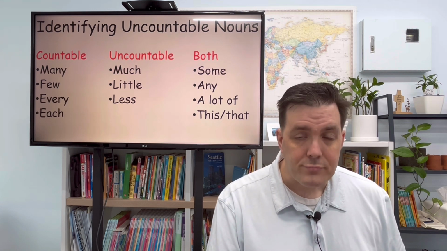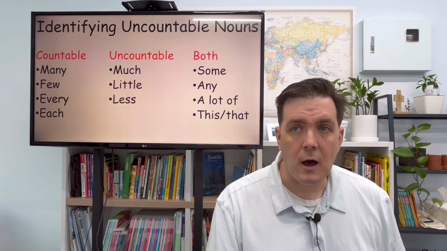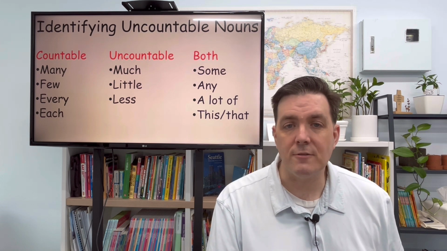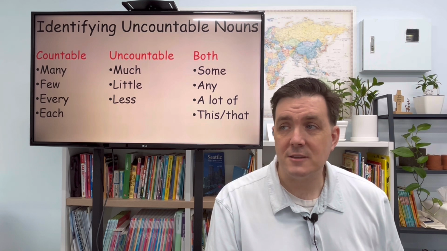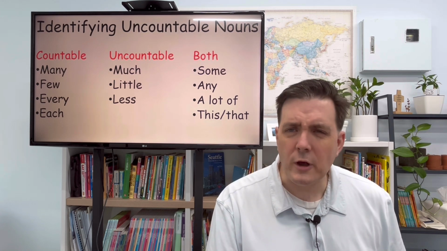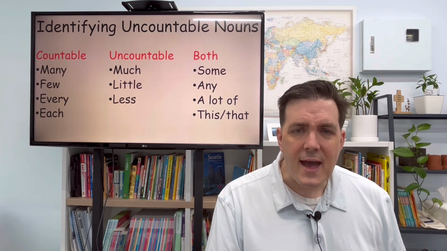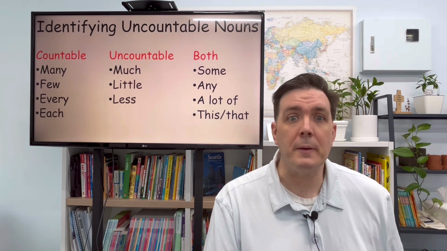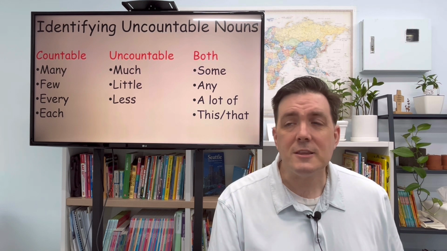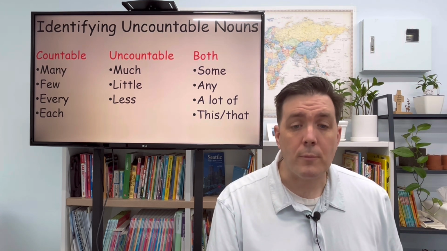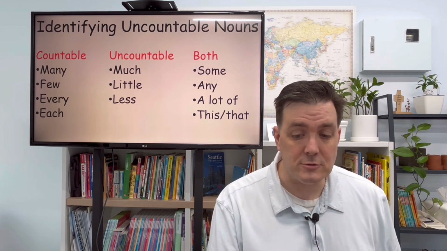Or, that blow dryer is expensive. We can also use this and that for advice. This advice is good, okay? That knowledge is forbidden, okay? Harry Potter maybe said that. So this and that can be used for countable and uncountable nouns.